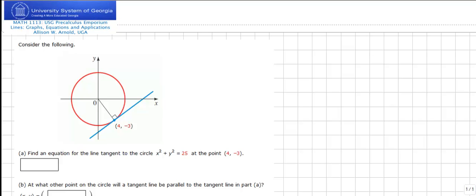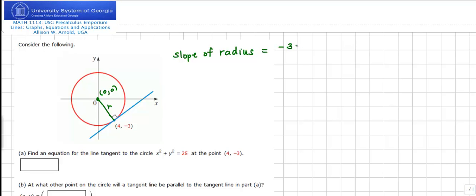So our first observation would need to be, how do we get the slope of this line? And the relationship again is, if the line is tangent to the circle, then it's perpendicular to the radius of the circle. And the radius of the circle passes through the center, (0, 0), and the point (4, -3).